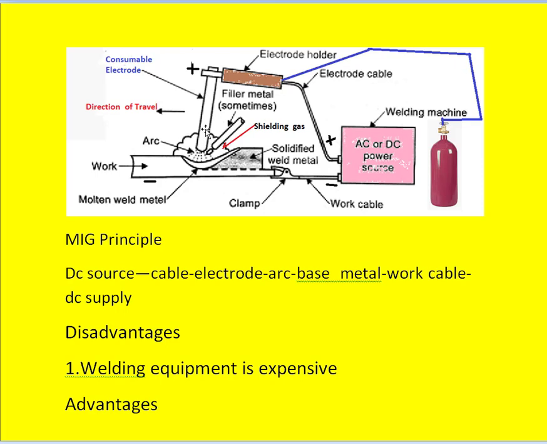The electrode will move from right to left like this if the sheets are long. Once this electrode moves from right to left, behind this electrode the base metal starts solidifying, and once this electrode completes the welding of the base metal, then the supply is switched off and the base metal solidifies.